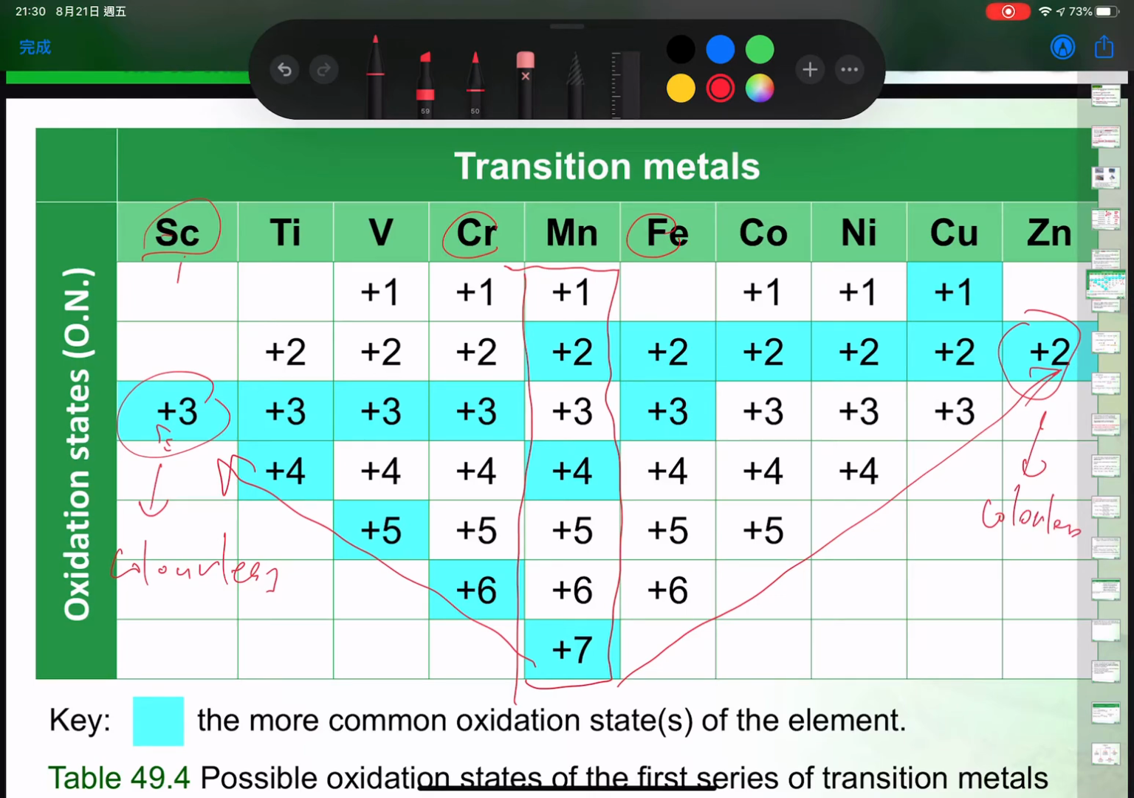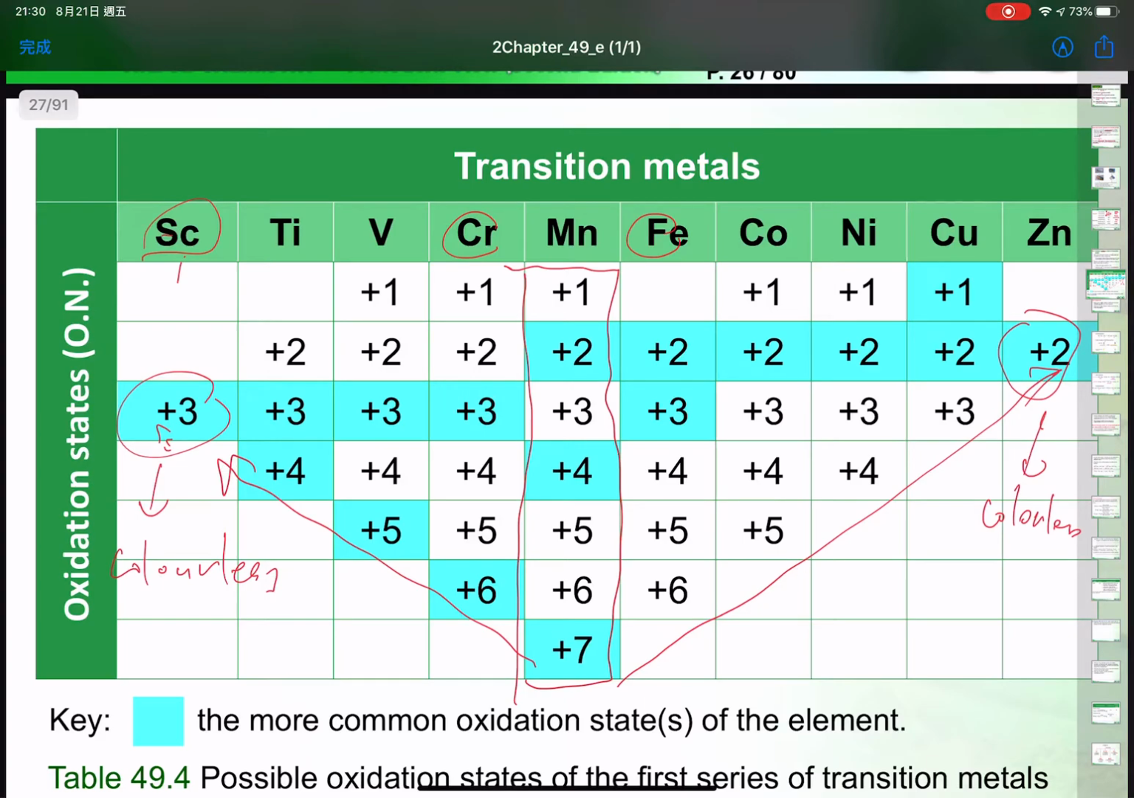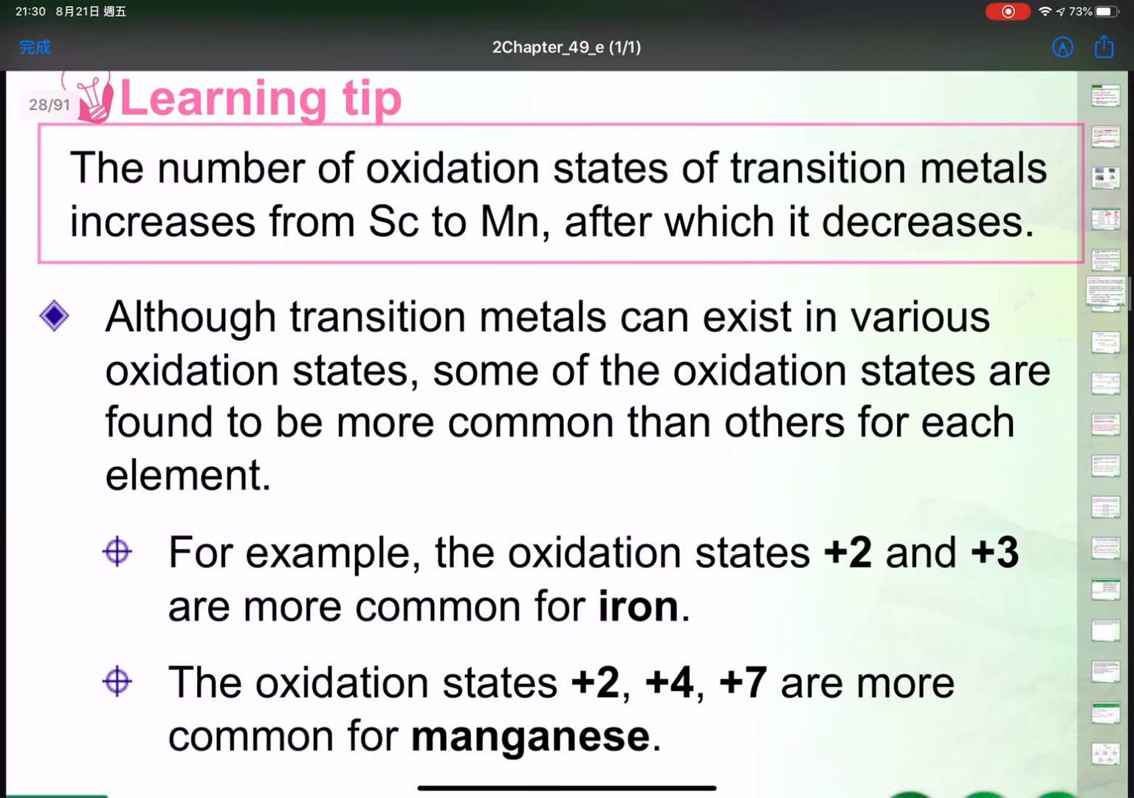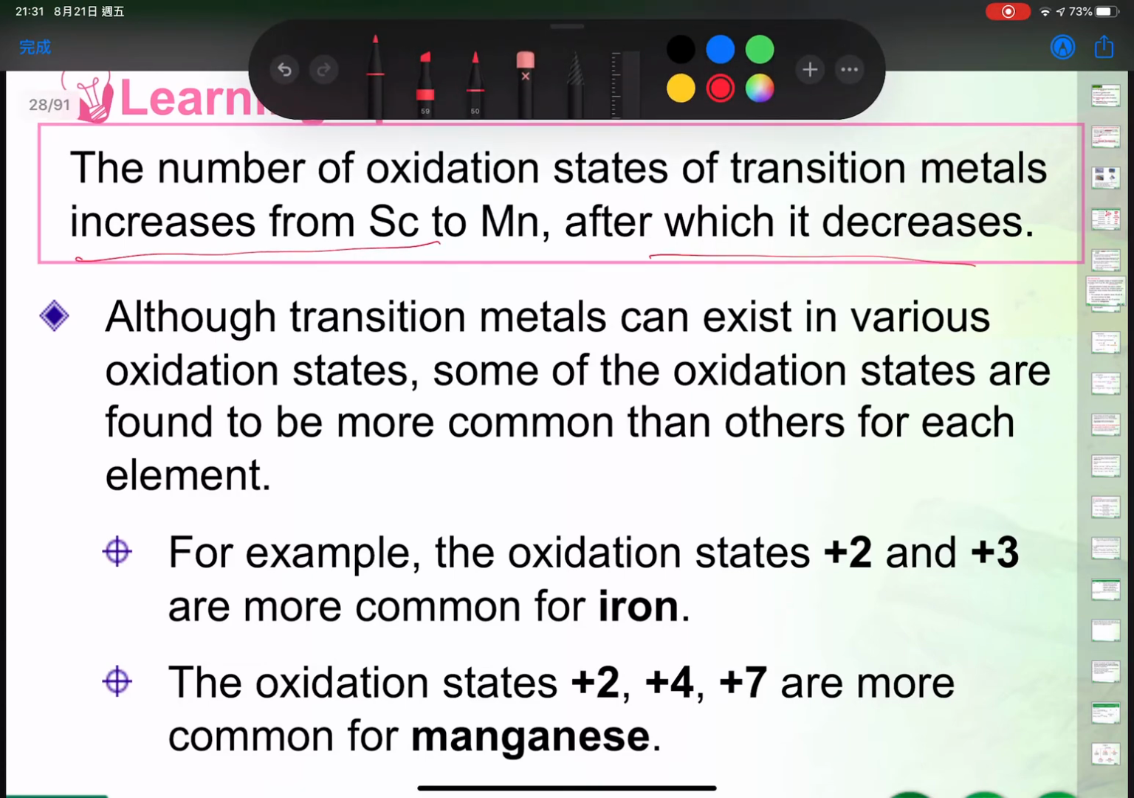Copper also has positive 3, but we seldom talk about this. So the blue color is the most common oxidation state of the element. Okay, most common one. But they can be copper 3. But copper 3 basically is not stable, but they can lose 3 electrons. You can see copper. Okay. After that the number of oxidation states increases, so you can see the number of oxidation states across the transition series from Sc to Mn increases, and after that decreases. Okay.